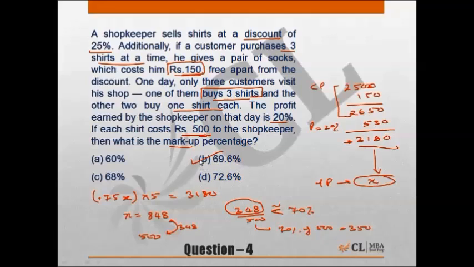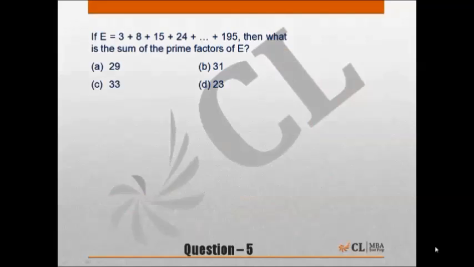Let's move to the next question now. Question 5. If E is equal to 3 plus 8 plus 15 plus 24 up to 195, then what is the sum of prime factors of E? Straight away a round 2 question for me. I don't know how to solve it, and any question which requires me to think, I don't want to do it in round 1. But again some of you may want to do it in round 1 itself.